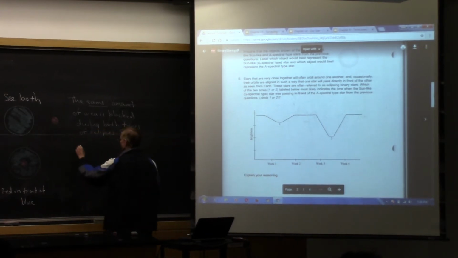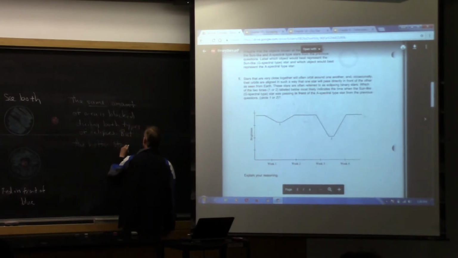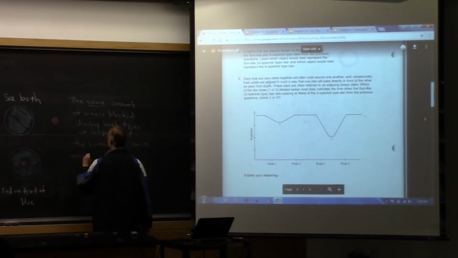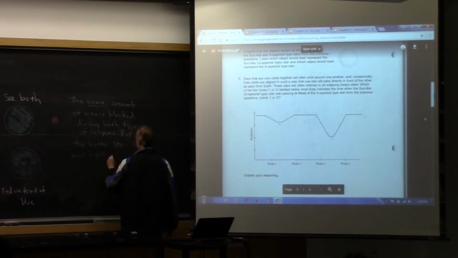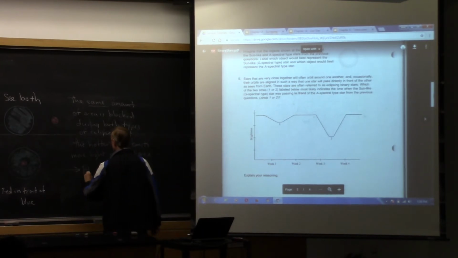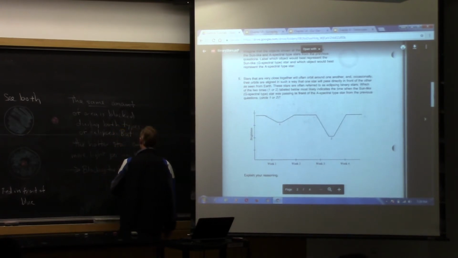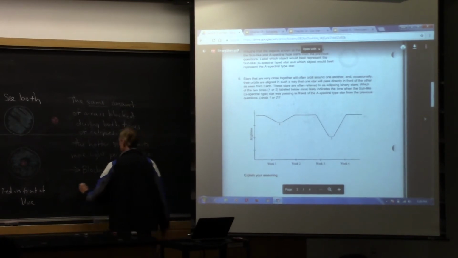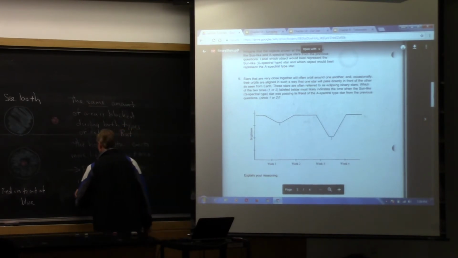But the hotter star emits more light per unit area. Therefore, blocking the hotter star removes more light. So that's the deeper eclipse.